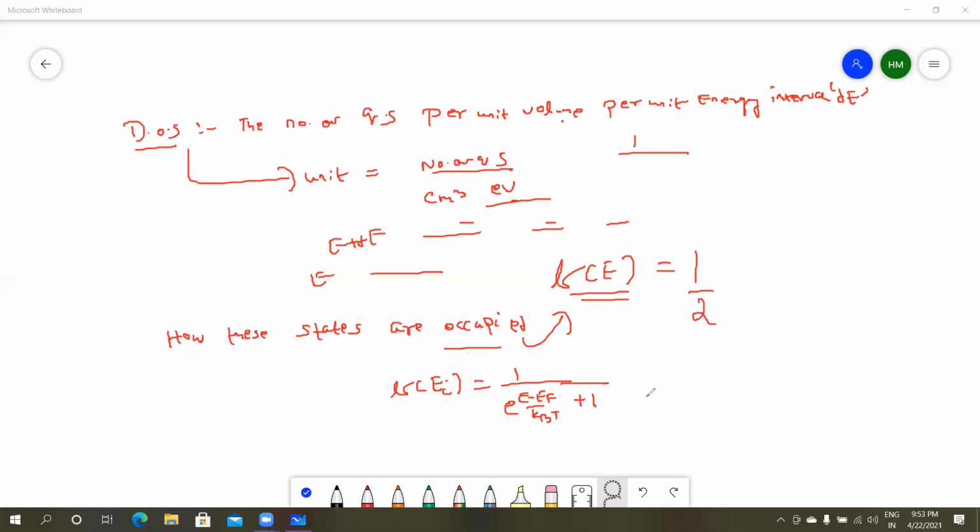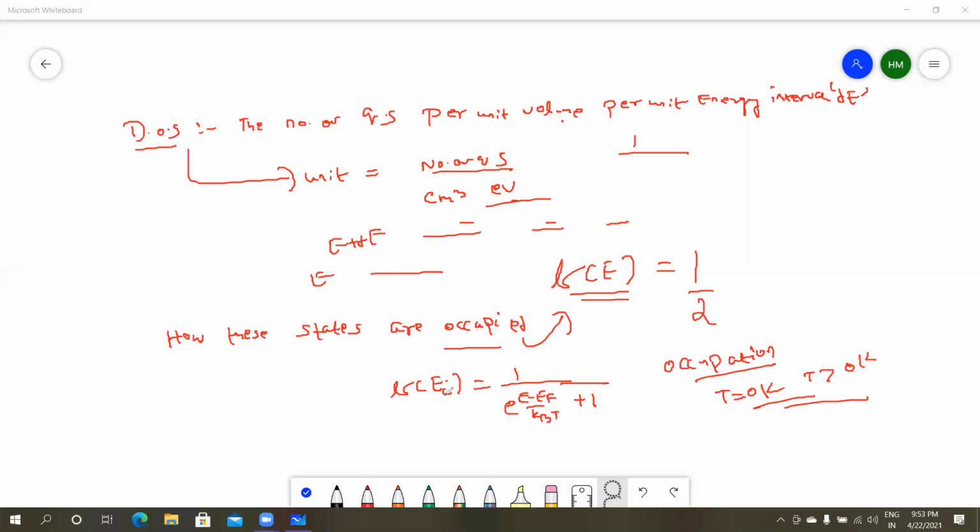That is not a big or difficult thing for us to understand. But we will understand how these states are occupied. That is given by the occupation probability, and we will take different temperatures, let's say T equal to 0 Kelvin and T above 0 Kelvin, and decide the occupation probability. For T equal to 0 Kelvin, the occupation probability remains 1 or 100%. For T greater than 0 Kelvin, the occupation probability becomes half. And in that case, we are going to define the Fermi level.